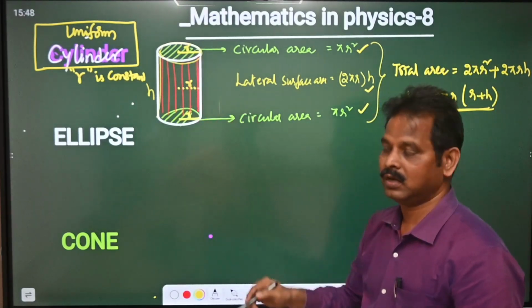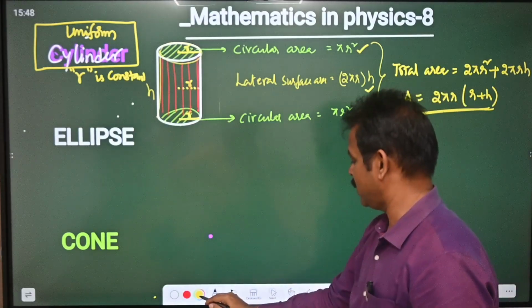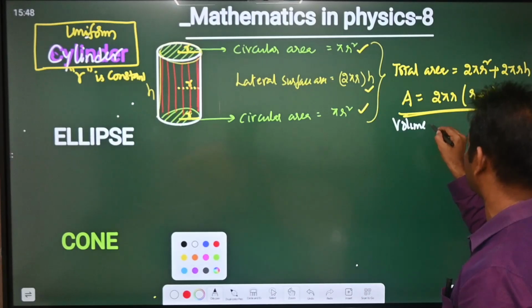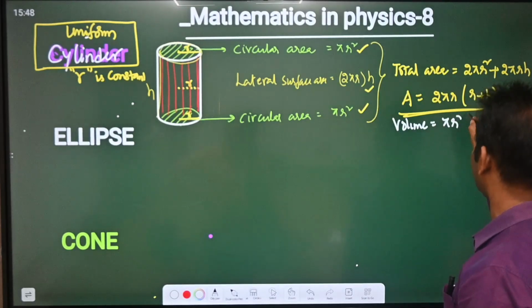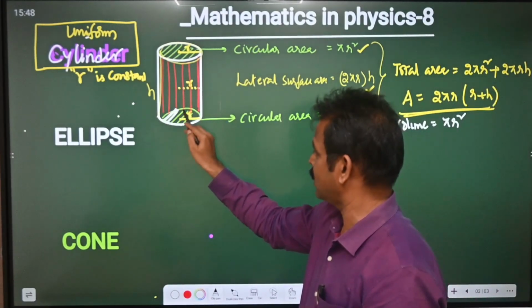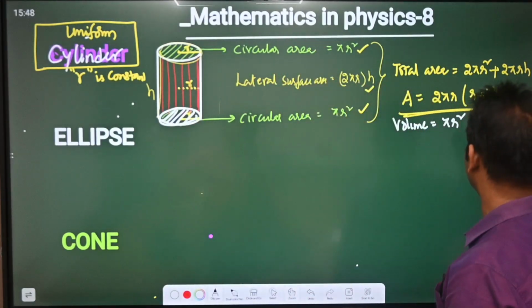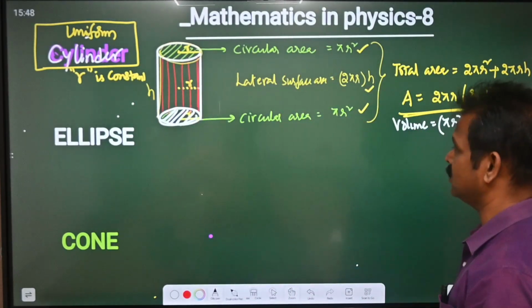And if you want to find the volume of the cylinder, the volume of the cylinder is given by the area of the bottom, that is pi r square, the circular area, into the height h. So this is the volume of the cylinder.